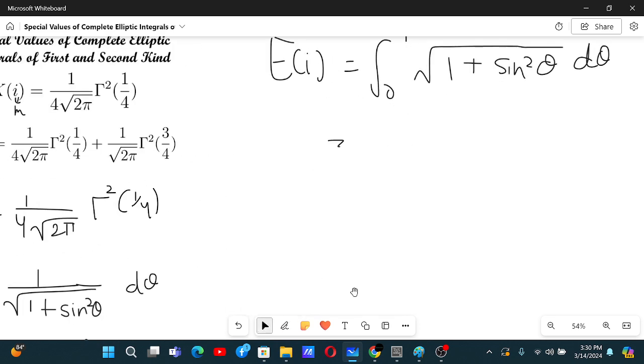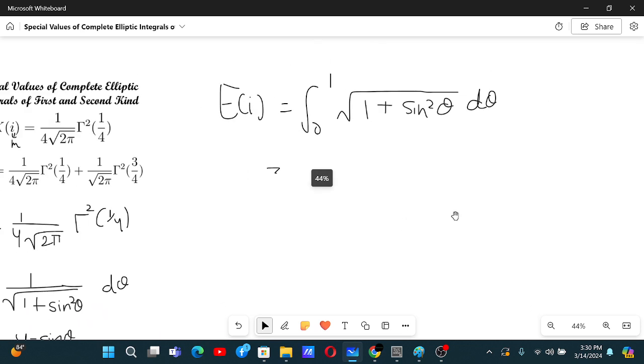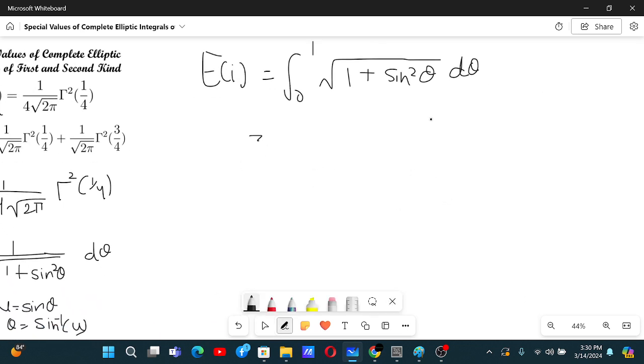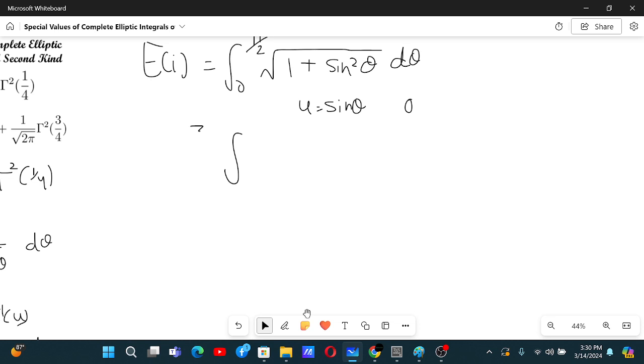We basically make a u substitution of u equals sine theta. With that new substitution, this goes from 0 to pi by 2. Sorry, what did I do here? Pi by 2. Fine. Now this goes from 0 to 1.